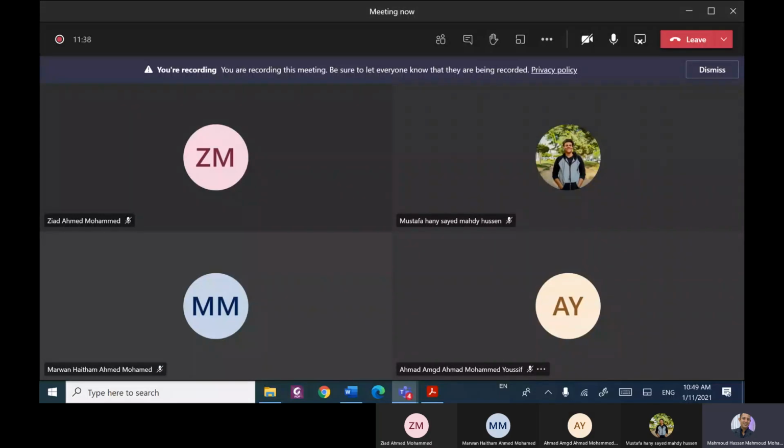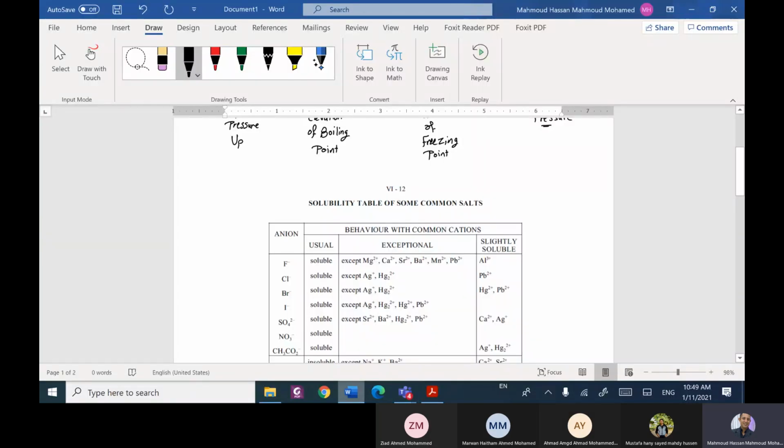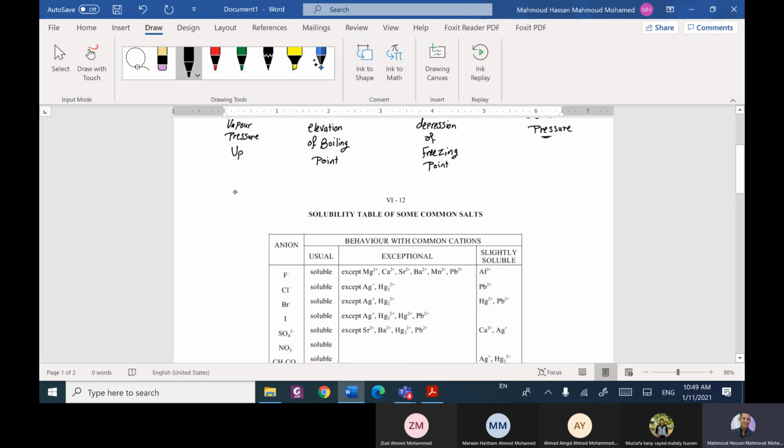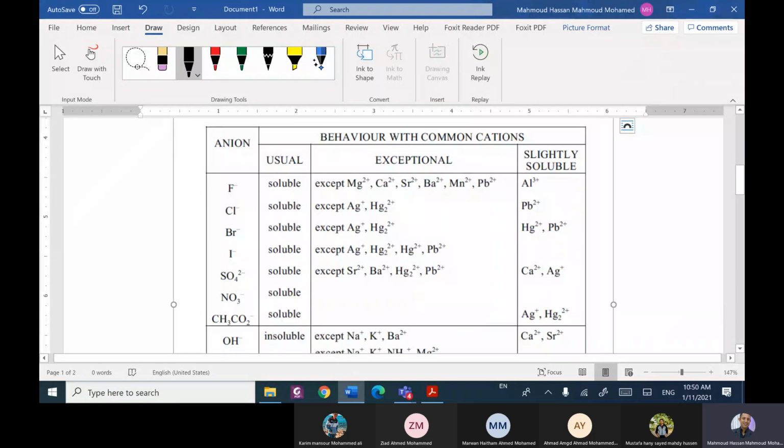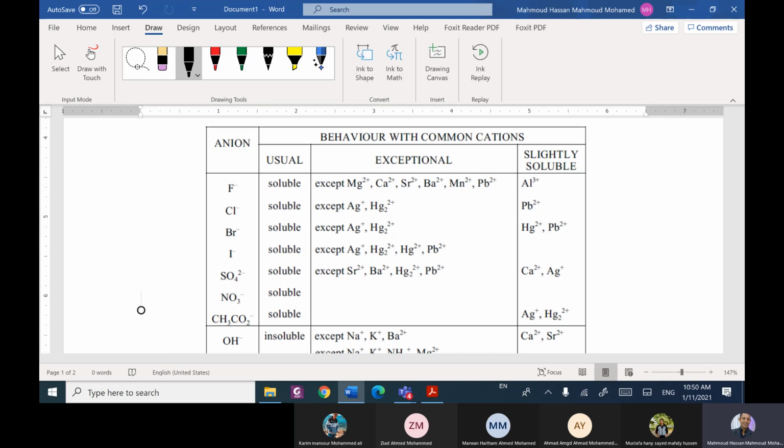From the solubility chart, we can determine that when having different salts, some may be soluble in the water and the other insoluble in the water. It's very important to write the ionic equations, and it is also very important to determine the solubility of each salt in the water.